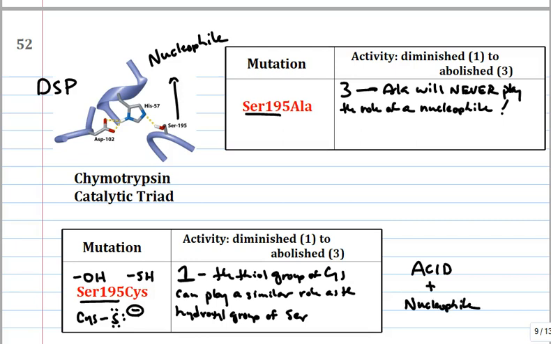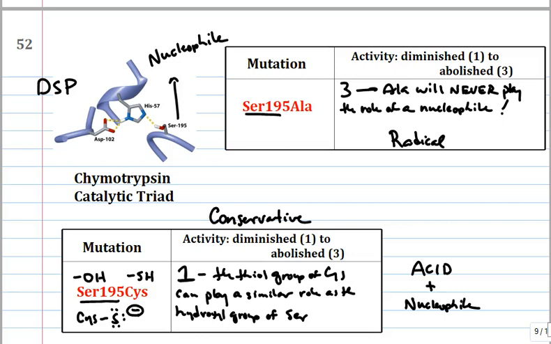And in fact, there are some proteases, enzymes that catalyze the cleavage of the peptide bond that have cysteine in a position where serine is in chymotrypsin. They're called thiol proteases. So this mutation would probably not be that big of a deal. This would be a conservative mutation. The one up here, definitely radical.